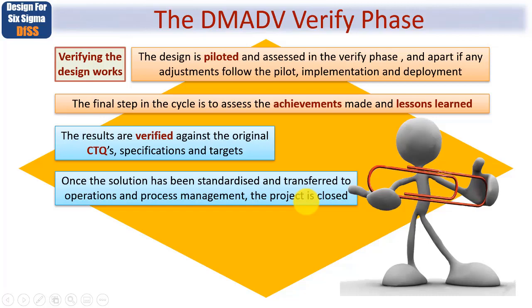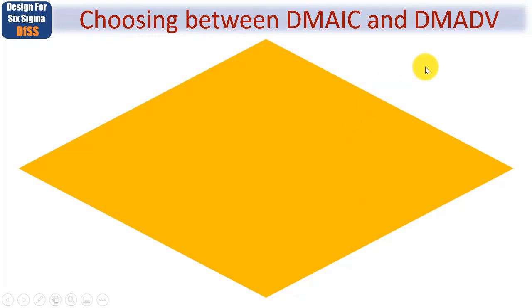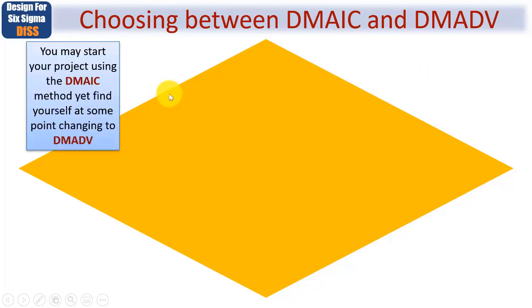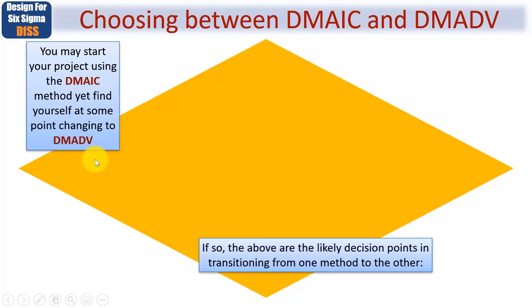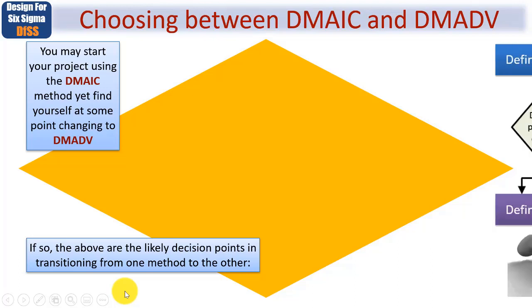And during handover to the process owner or operational manager, you must work closely with your team to ensure a well-planned and well-documented transition. However, in the real world, you may find that you need to choose between DMAIC and DMADV. Indeed, your thoughts at the start may be changed as you progress through the project. So you may start, let's say, using DMAIC, improving an existing process, product or service, yet at some point during the project find yourself changing to DMADV. So if that's the case, then let me show you a diagram of the decision points in transitioning from one method to the other. Looks a bit like this.